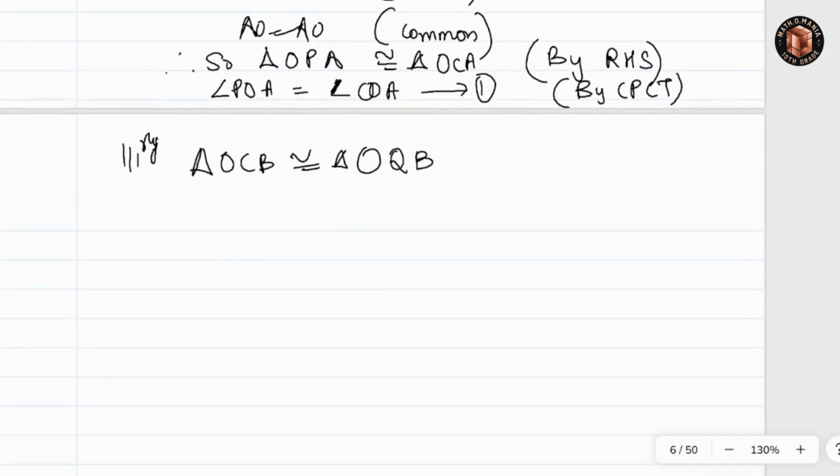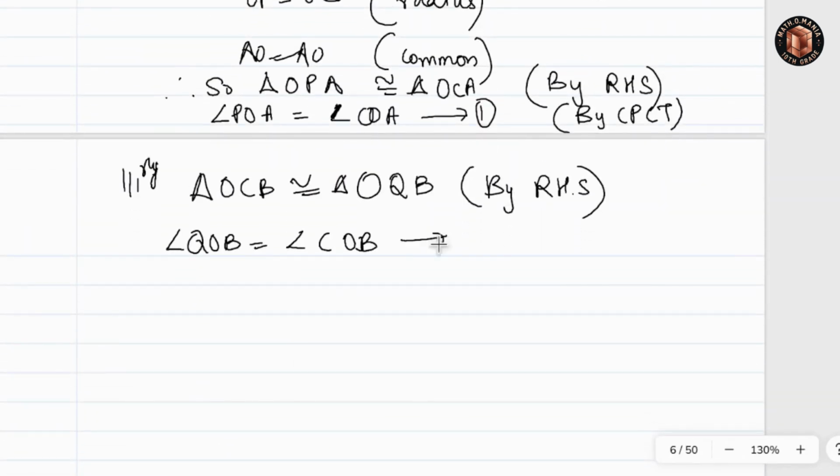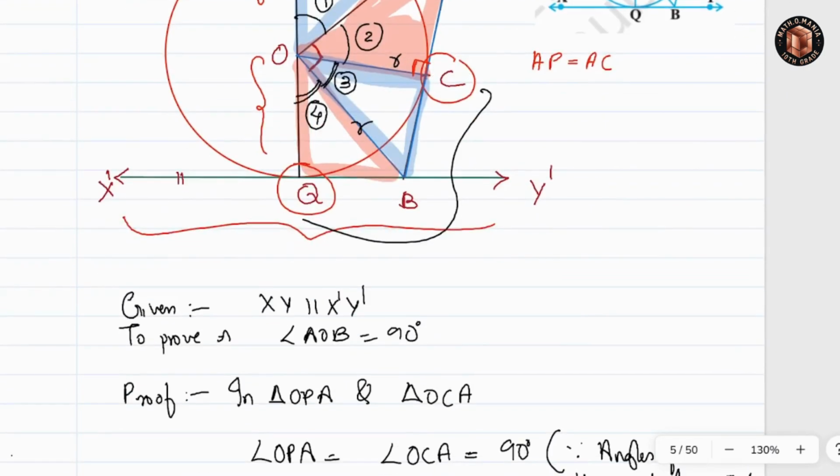Okay. Then similarly from the triangle OCB congruent to triangle OQB. That is also by which criteria? By RHS. Here also I can write one more equation. That is angle QOB is equal to angle COB. That is angle 3 equal to angle 4. And for that one I can write this equation number 2. This is also by CPCT. PQ is a straight line. If PQ is a straight line, then the angles POA plus angle AOC plus angle COB plus angle BOQ is going to be 180 degree.